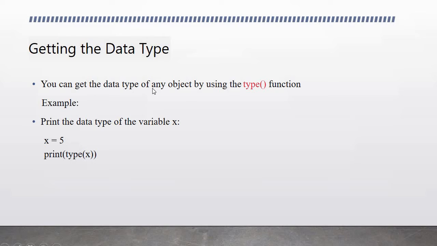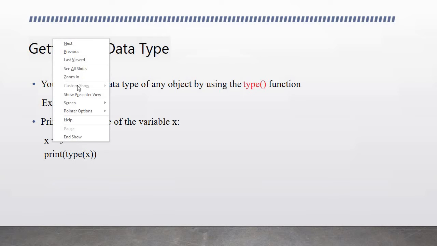We can get the data type of any object by using the type function. We can use the type function to access the type of a particular object. For example, x is equal to 5. Here we are going to print type of x. Here the output is int. x is an integer value.